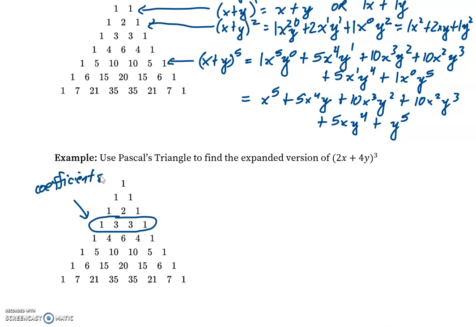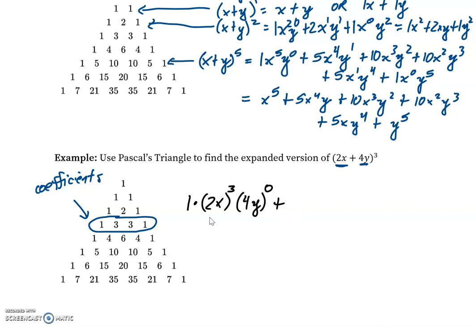But we want to keep in mind 2x and 4y. Those also have coefficients on them, so we want to be really, really careful about this. So, okay, I'm going to take the first coefficient, 1, and I'm going to say this is getting multiplied by whatever the first term is. Before I didn't really need parentheses because it was just x, but now I'm going to use parentheses because it's 2x. So 2x is going to take the biggest power, 3. And 4y, again, I'm going to use parentheses. This is going to get the smallest power, 0.